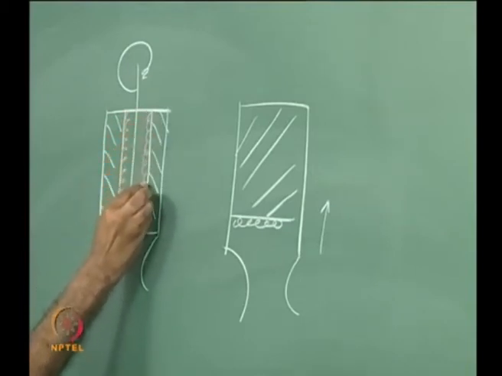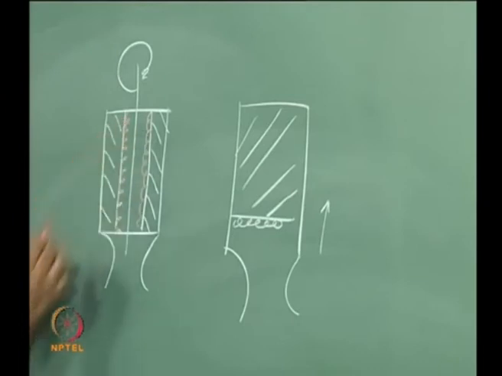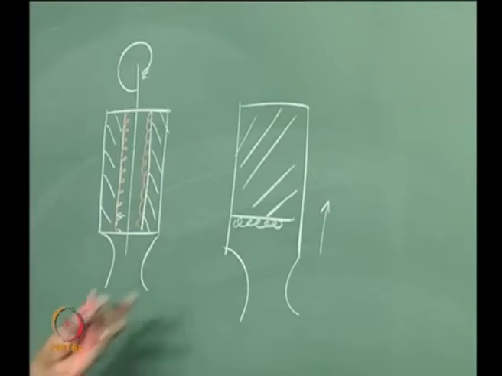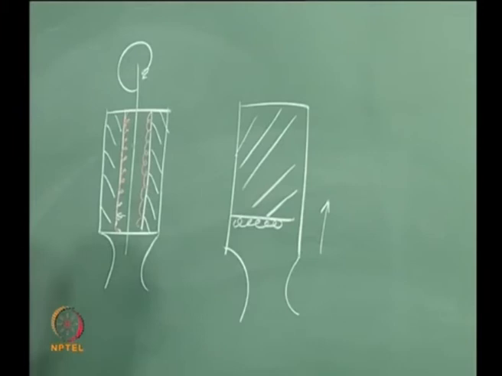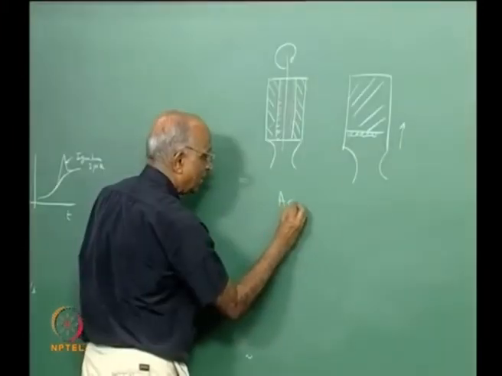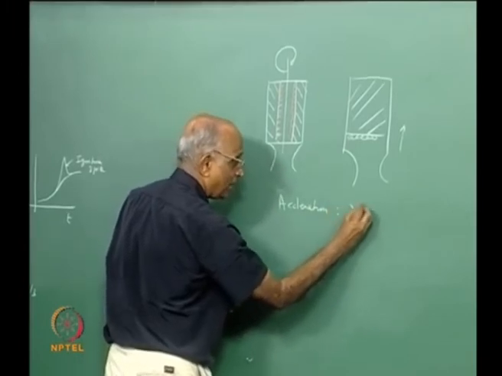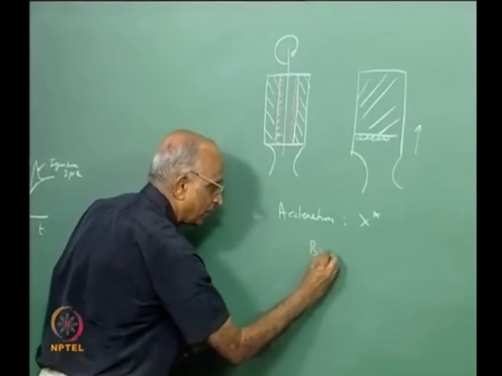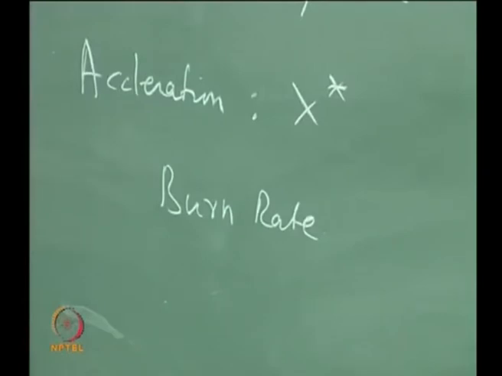Therefore, in the frame of reference of this rotation, the aluminium and all which is burning over here gets pushed towards the surface. Therefore I get the effect of local acceleration, and the effect of acceleration is to either push it away or push it towards the surface. So acceleration will affect my x star, the flame standoff, and therefore it will also affect my burn rate.